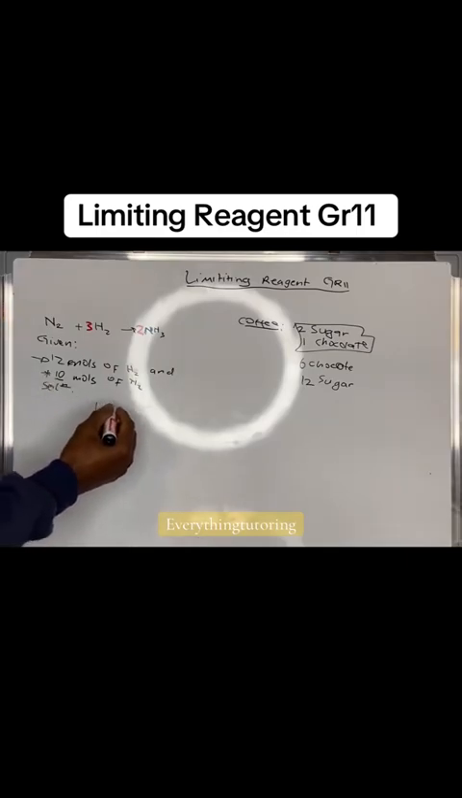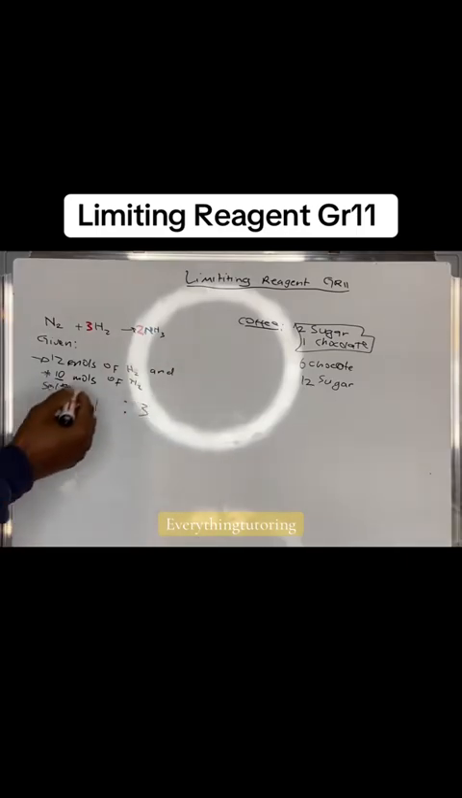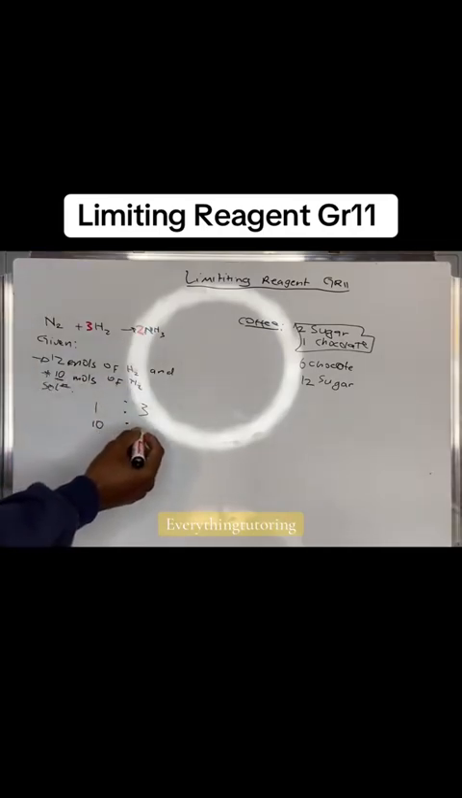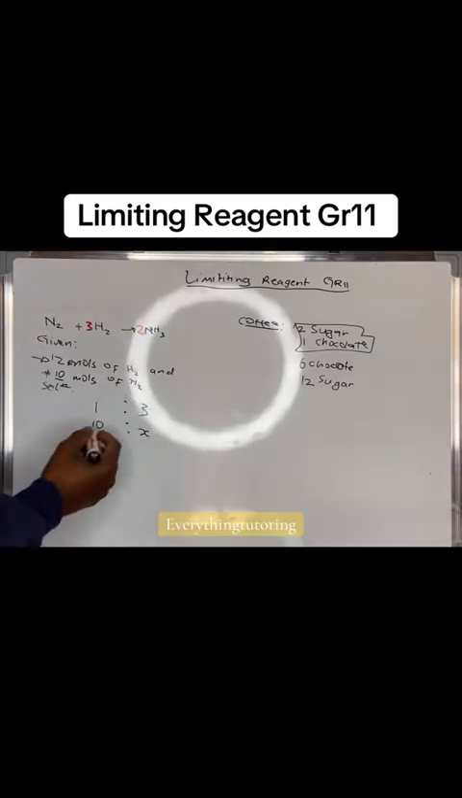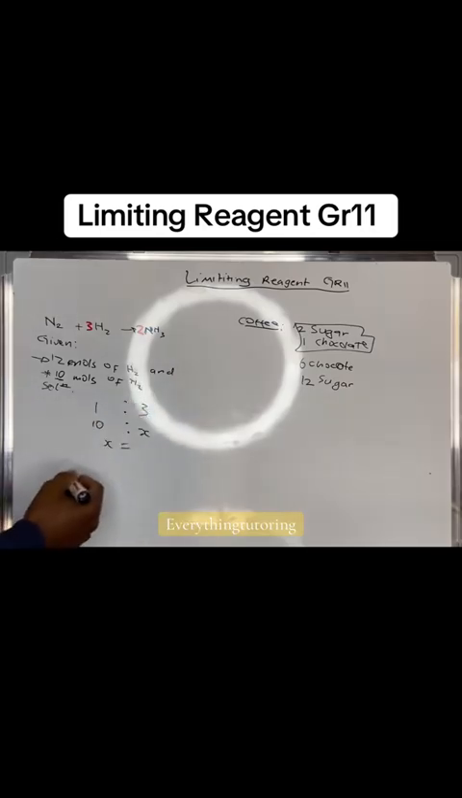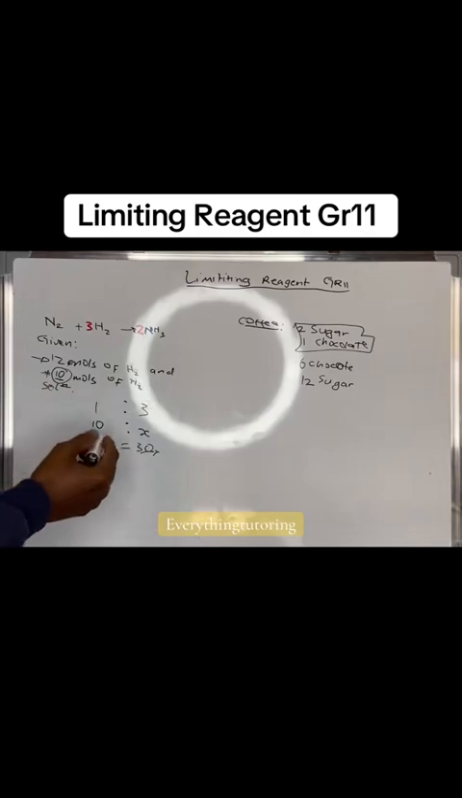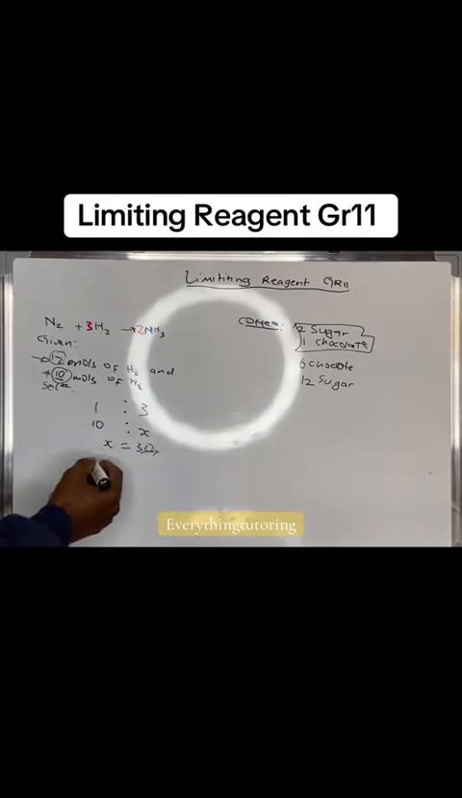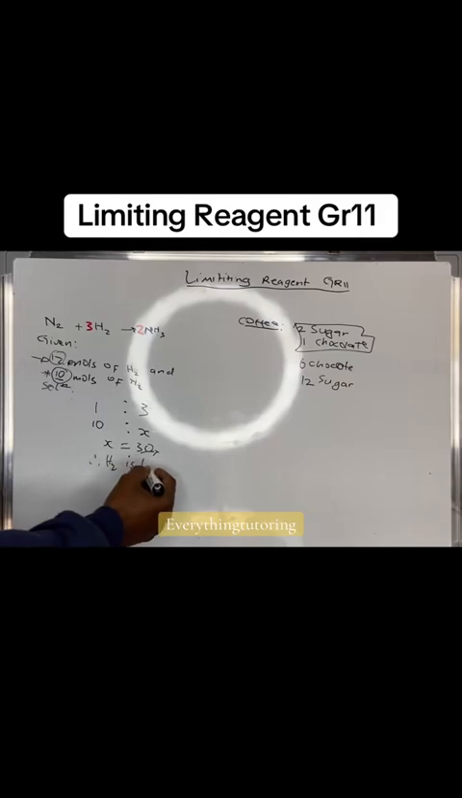So again, the ratio is 1 to 3. Now what do you have? You have 10 moles of nitrogen, so how many do you need for hydrogen? You cross multiply: x equals 10 times 3, which is 30. That means if you are given 10 moles of nitrogen, you need 30 moles of hydrogen. How many are you given for hydrogen? 12. It's not 30. That's why it's limiting. Therefore, hydrogen is limiting.